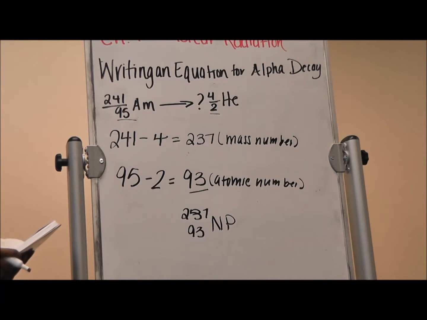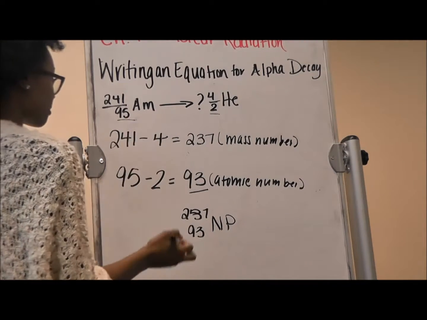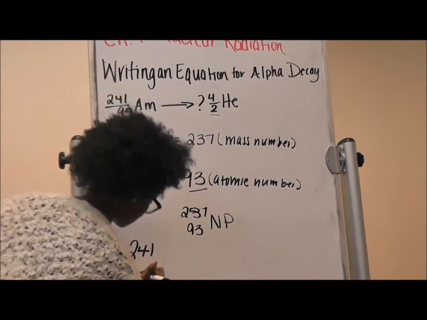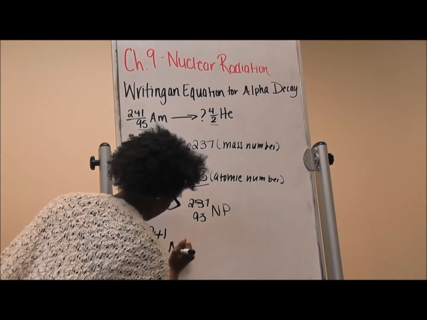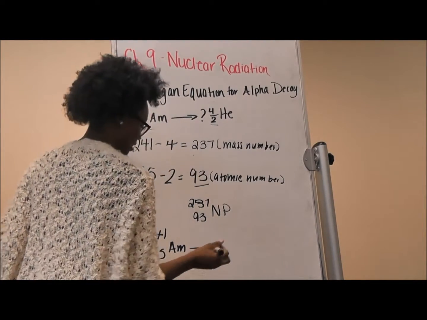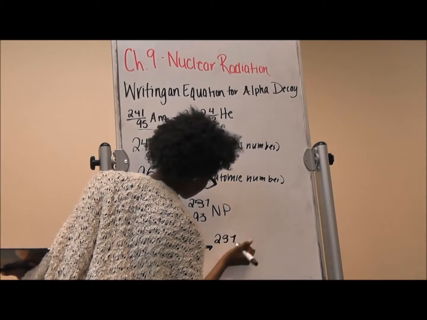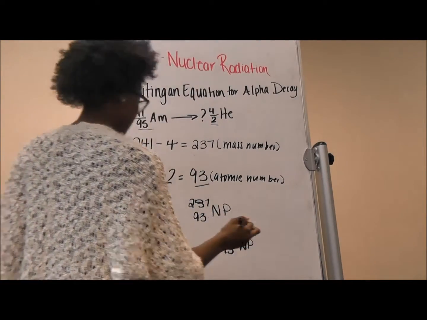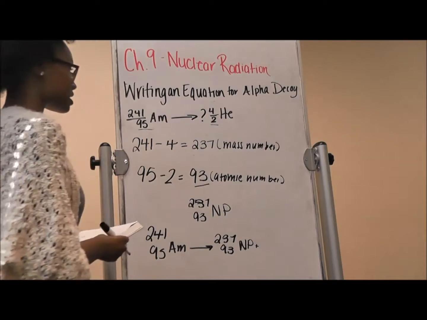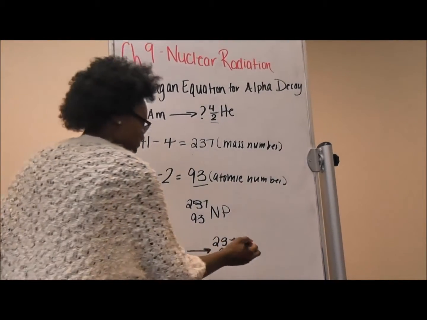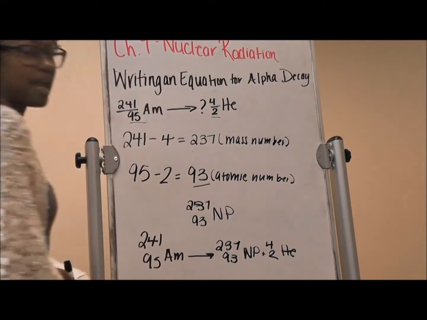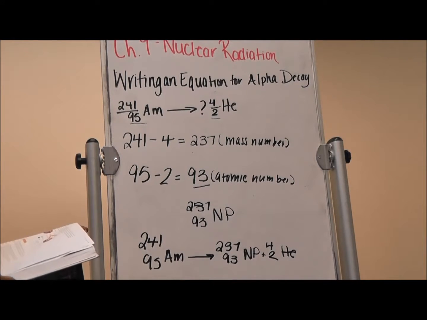The next step in completing this process is to complete the nuclear equation. We take the mass number and atomic number of americium, and we write the equation of our new nucleus plus the symbol of our alpha particle that was emitted, which is 4/2 He. And that is how you write an equation for alpha decay.